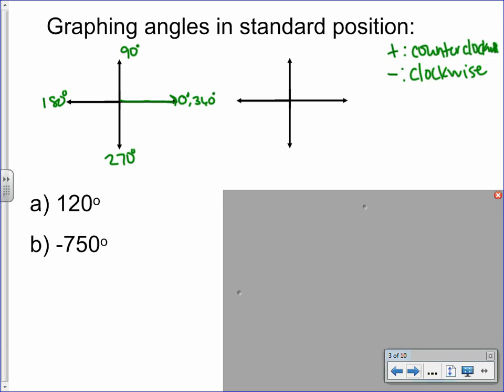So if I were wanting to plot 120 degrees, where would we plot that angle? What quadrant would it lie in? Quadrant 2 would be about here. I always like to make kind of that arrow as I rotate to know that I rotated positively to get that angle. Okay.